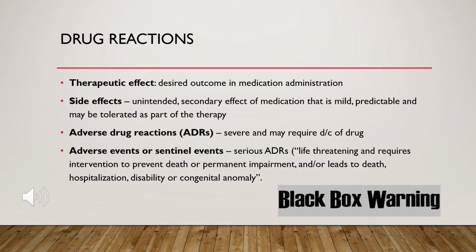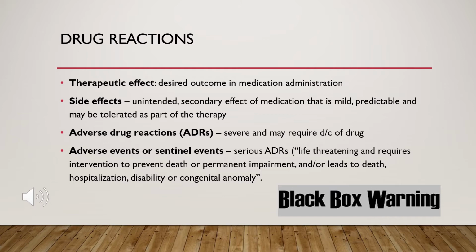Side effects are unintended secondary effects. They're mild, they're predictable, and they may be tolerated as part of the therapy. For example, morphine. Morphine is an opioid. It's a narcotic, and it's used to treat moderate to severe and chronic pain. So we know that a side effect of morphine is constipation. However, the benefit of that pain relief usually, and I say usually, outweighs the side effect of constipation, and we can manage that constipation with stool softeners or laxatives.